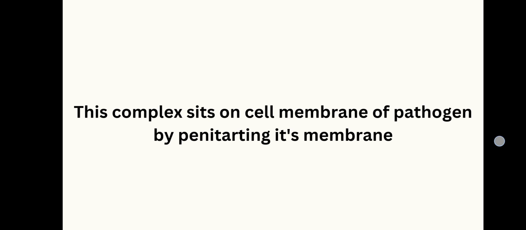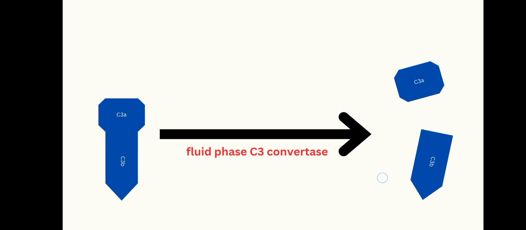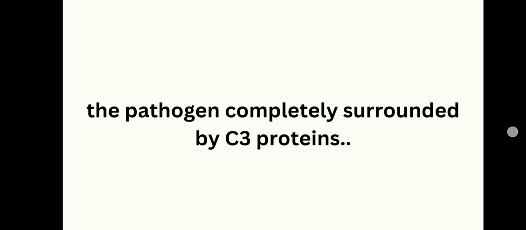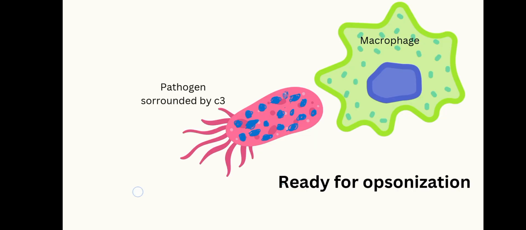This complex sits on the membrane of the pathogen by penetrating its membrane and converts C3 molecules into C3a and C3b. After formation of lots of C3a and C3b, all C3b binds to the membrane of the pathogen like this, and all C3a will be released. Now the pathogen is completely surrounded by C3b protein and it is ready for opsonization.